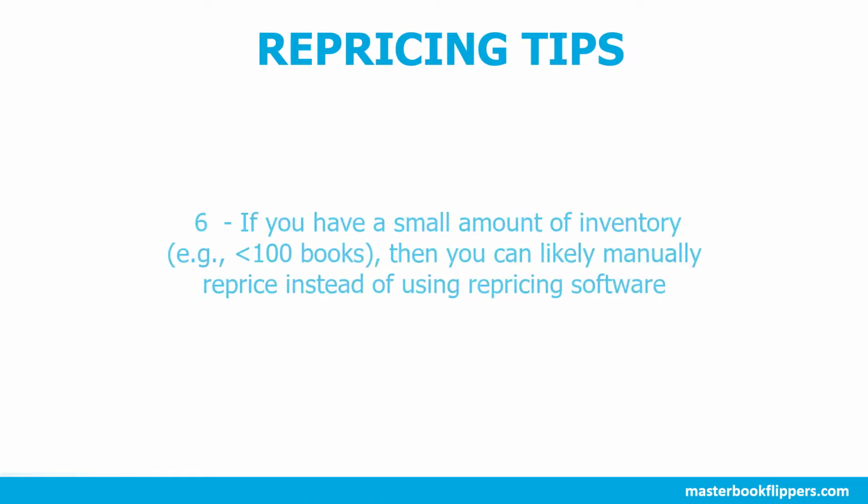Tip number 6: if you have a very small amount of inventory, then you may not even need a repricer. You may just want to start off manually repricing. That means just going in and changing your price every week or whatever. And that again is going to depend upon how much inventory you have and how much time you have to manually reprice. Okay, that's tip number 6.